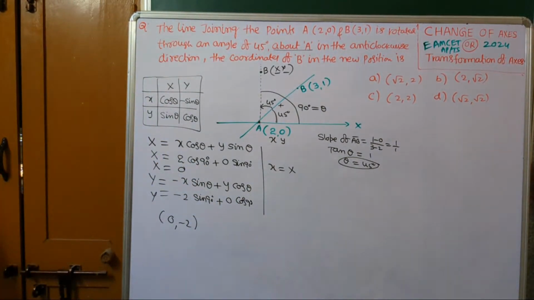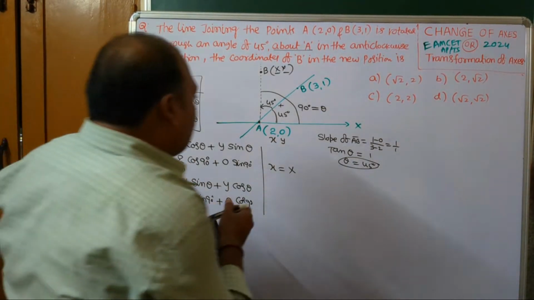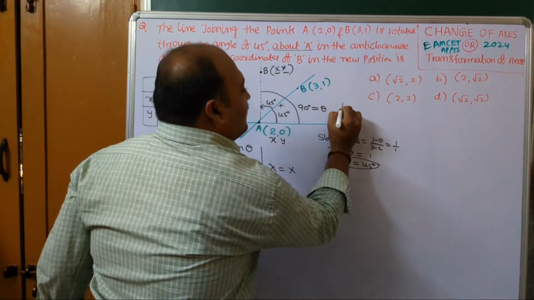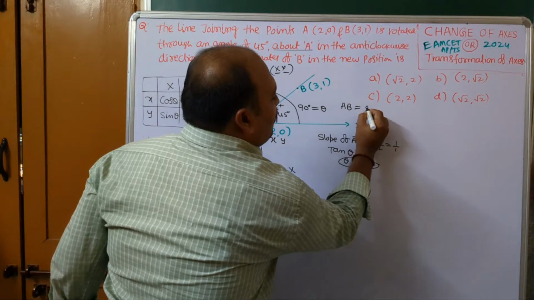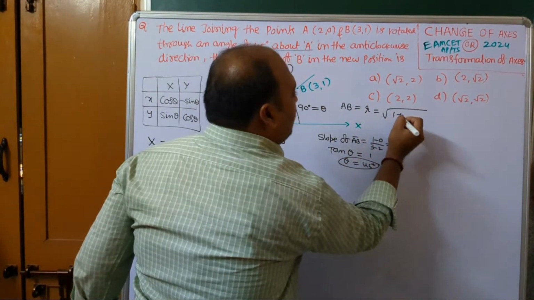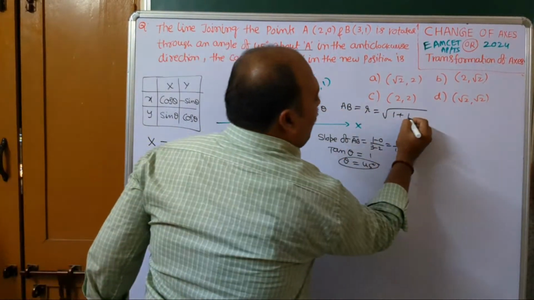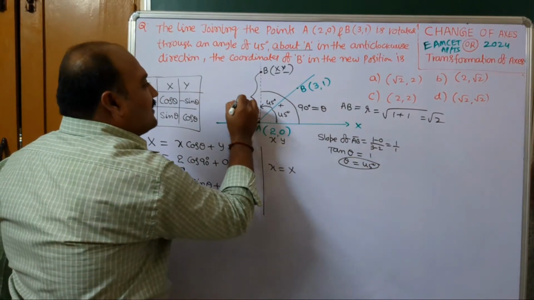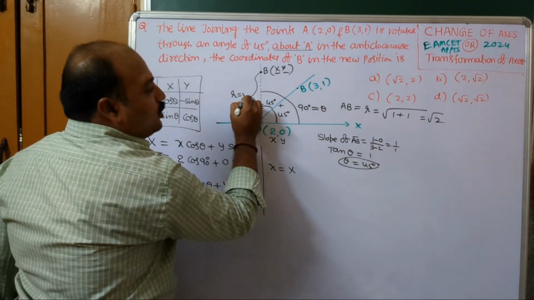Why? Because here the distance from here to here you can take as AB distance. AB distance is equal to R. So find out the distance. 1 minus 0 whole square 1, 3 minus 2 whole square 1. So root 2 is the R value. So from here to here distance is R equal to root 2.